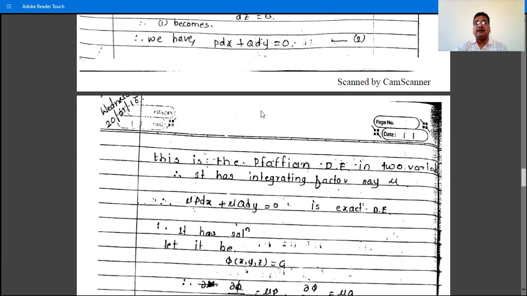So suppose this is the Pfaffian differential equation in two variables, this equation 2, and therefore it has an integrating factor. It is integrable, because the theorem is what? Every Pfaffian differential equation in two variables is integrable. So it is integrable means we have its solution, and so either it is an exact differential equation or reducible to exact. Suppose it has an integrating factor, say μ. So after multiplying by μ, we have μP dx plus μQ dy is equal to 0, which becomes exact.